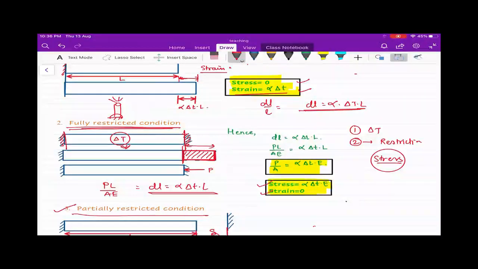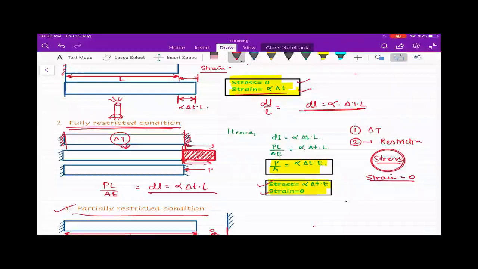Now the restriction which is there will cause no change in length. If there is no change in length, it means strain will be 0. Is it okay? Now how to calculate this stress value? To calculate the stress value, the deformation which is restricted will cause stress. The rod is trying to expand up to this position, and this much of expansion is getting restricted. If this much of expansion is restricted, this will cause stress.